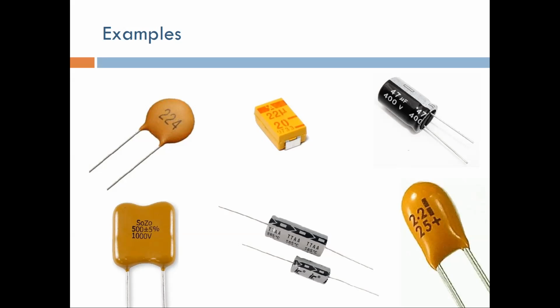Yes. When can I use a ceramic capacitor and when can I use an electrolytic? It depends on the application you want. For electrolytic capacitors, you have much larger values. Here, for example, you have 47 microfarads. Here you have 0.22 microfarads. So usually ceramic capacitors have much smaller values than chemical capacitors or electrolytic capacitors. So it depends on the kind of application that you have.